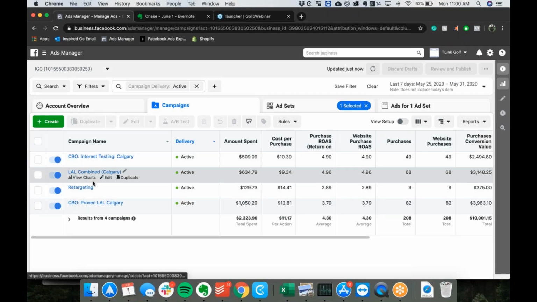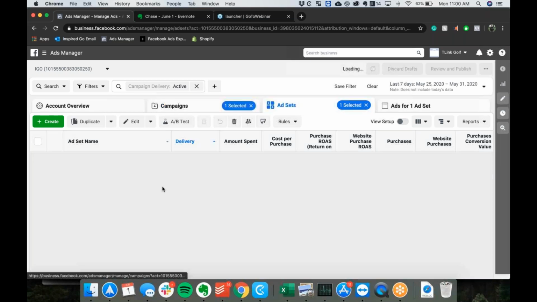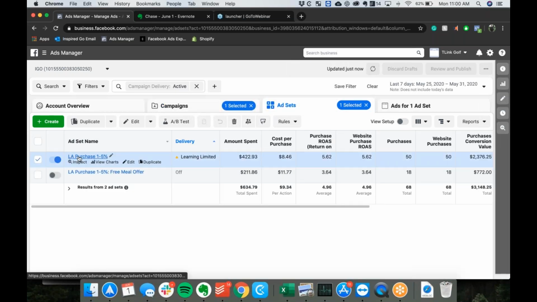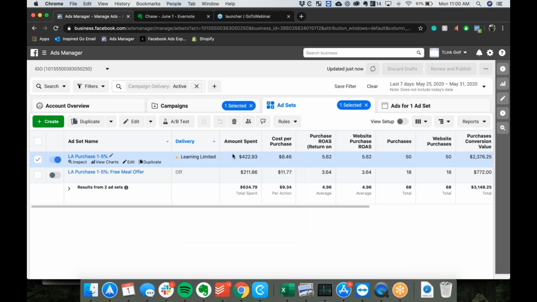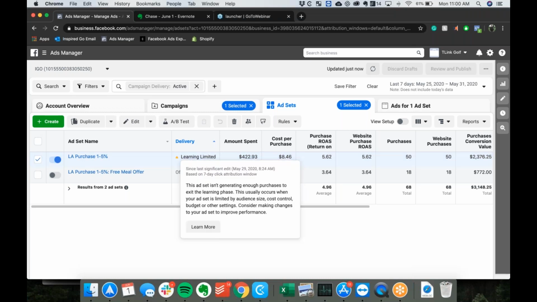Okay, my first question is about this lookalike combined audience. I was testing two different things. I'm now focused on just one ad set in hopes of getting out of learning. It was stuck in learning limited, so I made a significant edit on May 29th to put it back to 0 and have it build up to 50. But then it got pushed back into learning limited pretty quickly, even though I know this is generating enough purchases. So I'm not quite sure why it's immediately getting stuck back in learning limited.